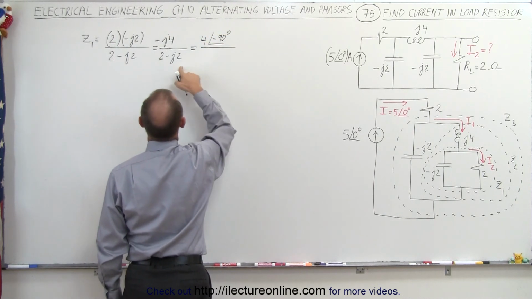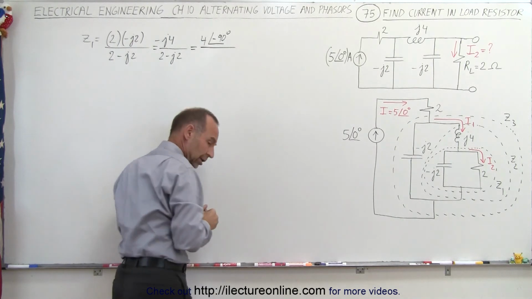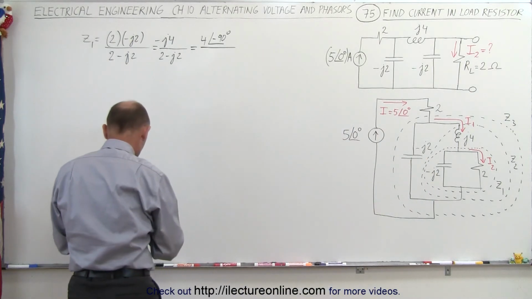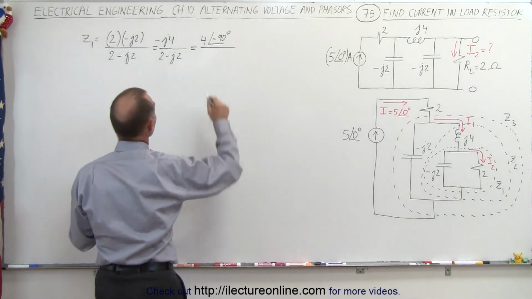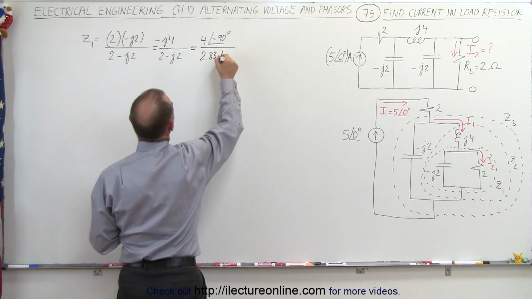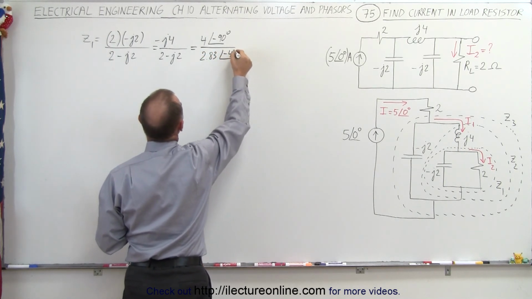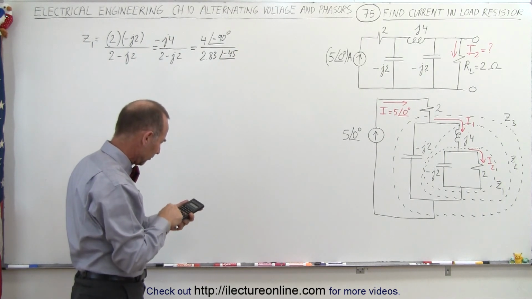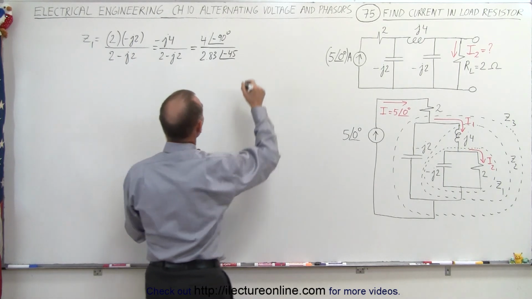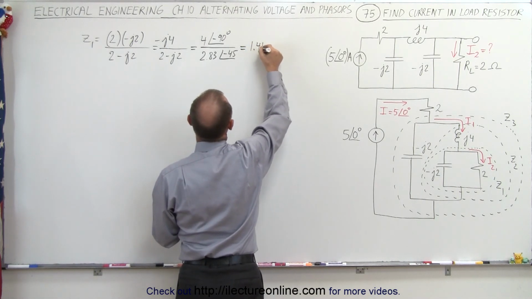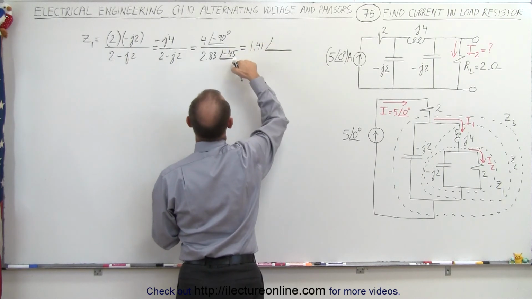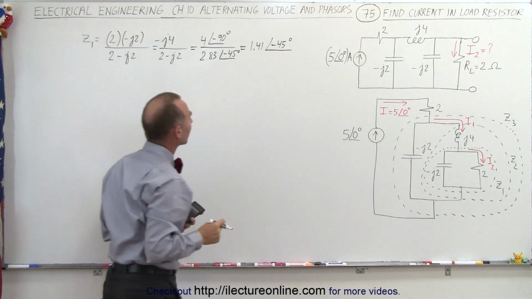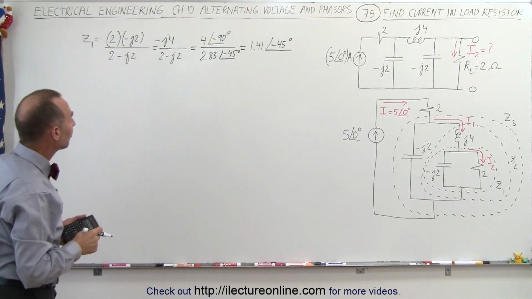And in the denominator, that looks like it's going to be a magnitude of, well, let's see here. What's the square root of 8? Square root of 8 is 2.83 with a phase angle of minus 45 degrees. Now we can do the division. So take the inverse of that, multiply times 4, and we get 1.41 with a phase angle of minus 90. That's plus 45. That would be minus 45 degrees. All right. So that would be Z1.